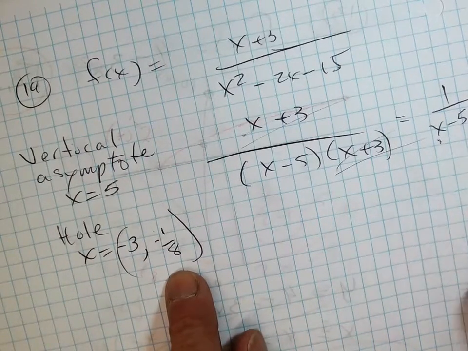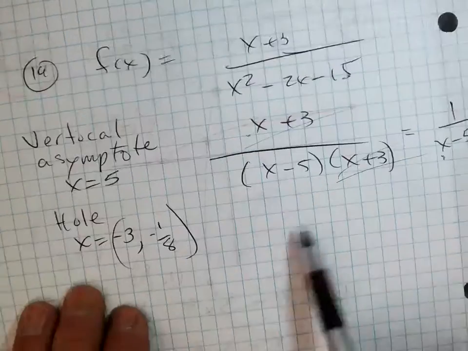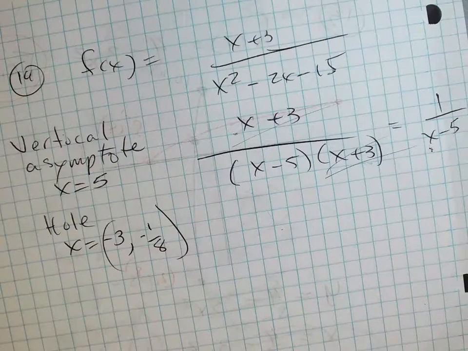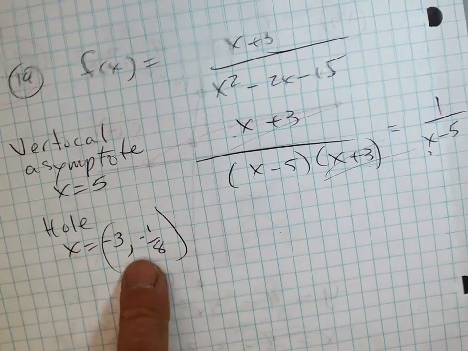Wait, where did you get the 1 over x minus 5? Right. So x plus 3 over x plus 3. Anything over itself is 1. Oh. 10 over 10, 5 over 5, right? So that's my hole.